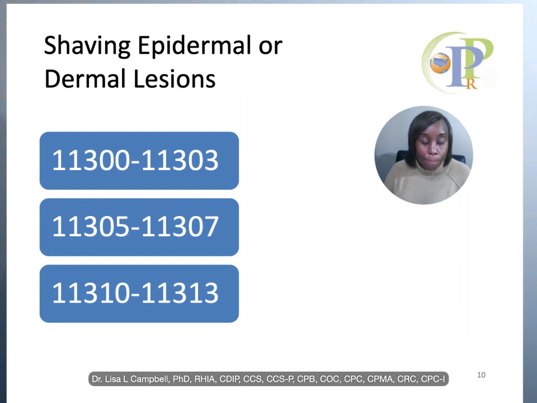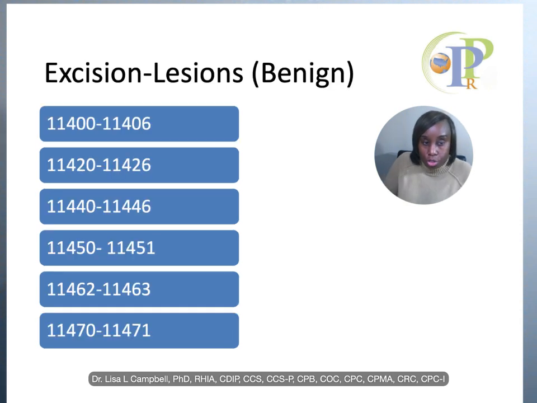So if you have more than one lesion that is being shaved today, you will need an additional code for each of those lesions. You do not add them together, and that is very important to note because in some other codes that we're going to look at shortly, there is an adding process that takes place. All right, so that's enough about shaving, and we're going to go on over to excision of lesions.